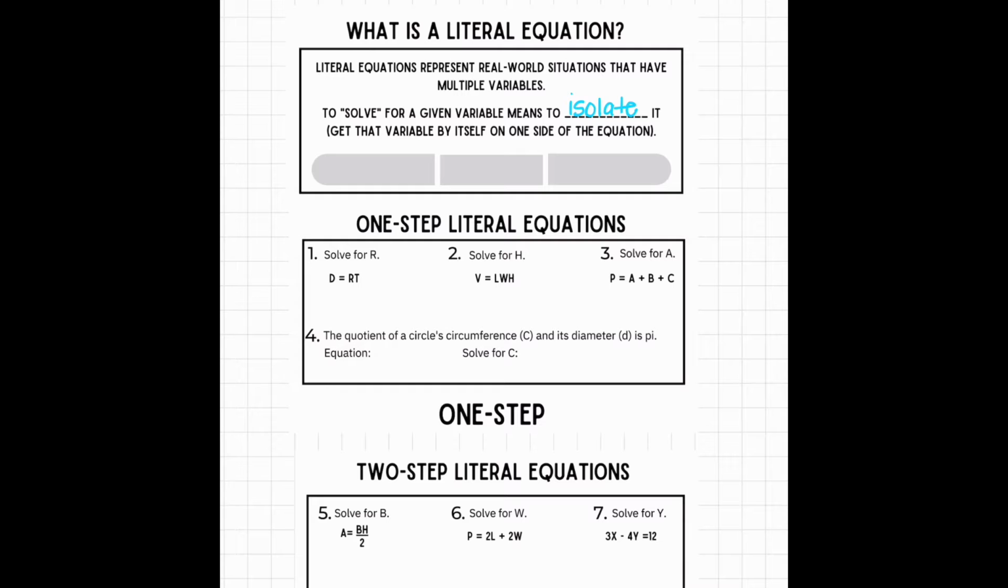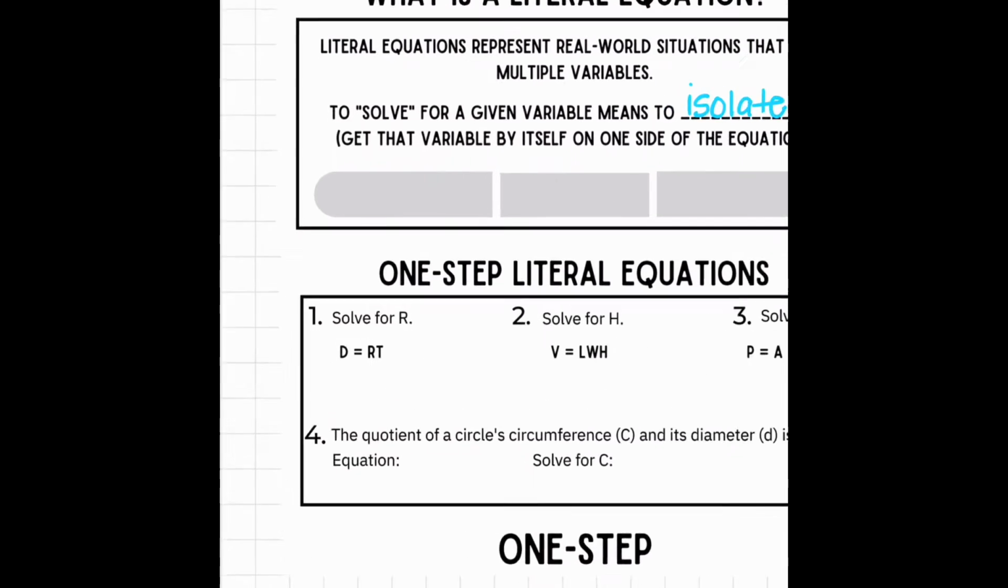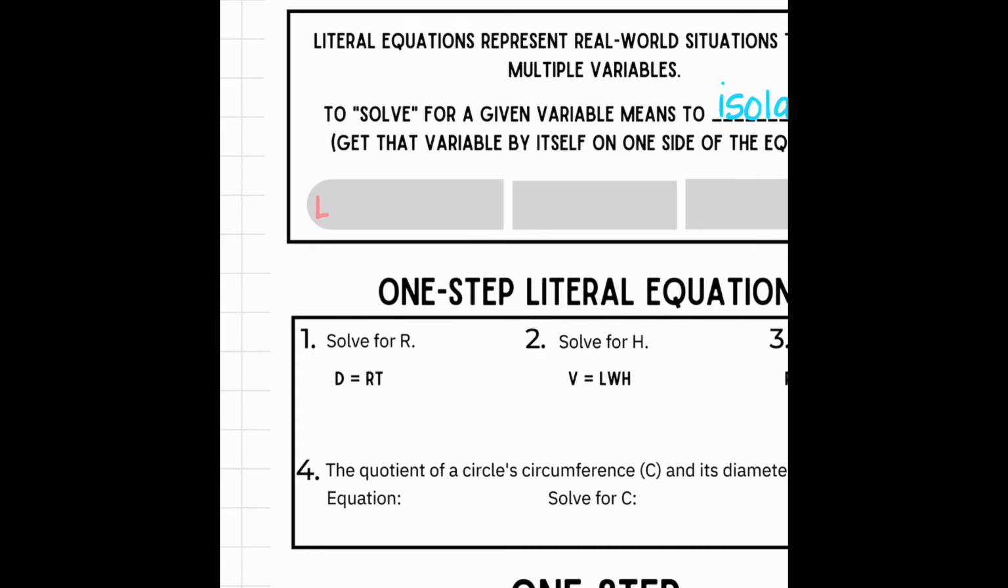So let's say I have y equals mx plus b. They may ask you to solve for x or they may ask you to solve for b, and that basically means that you're going to get that variable by itself. So there are 3 steps to think about when you're doing these problems. The first thing you're going to do is locate the variable that they're asking you to isolate.